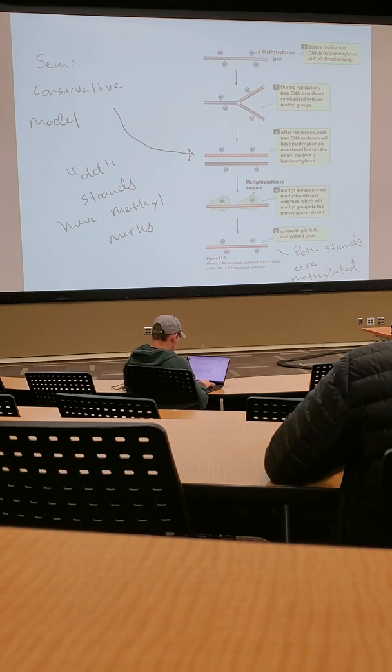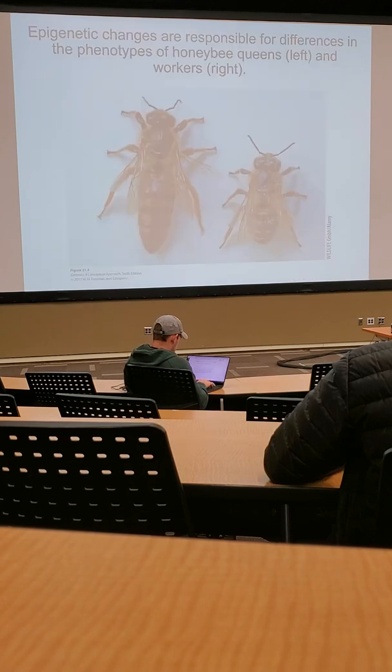This methyltransferase enzyme is really important. If it's dictating where methyl marks are occurring throughout development, and you have mutations in that enzyme, or just variation in that enzyme, you can see really different phenotypic results. So the example that your book was using was honeybee development.